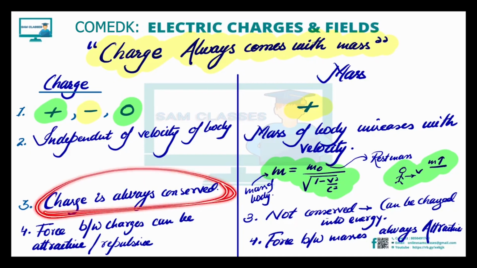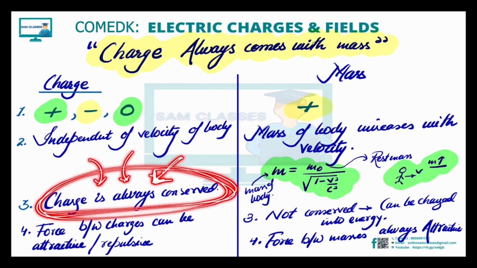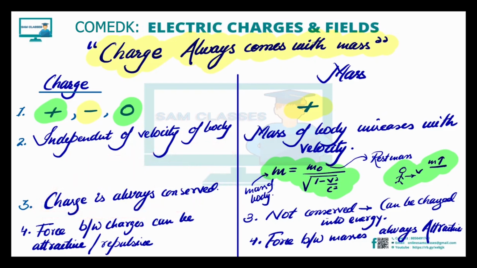Charge is always conserved. If you have an isolated system, the amount of charge contained never changes. You can't create charge, you can't destroy it, but you can transfer it from one body to another. You can transfer, let's say, 10 electrons to some body, and you can get them back. For mass, conservation does not hold, and mass is not conserved because we know Einstein's equation E is equal to mc square. The mass can be converted to energy and vice versa.